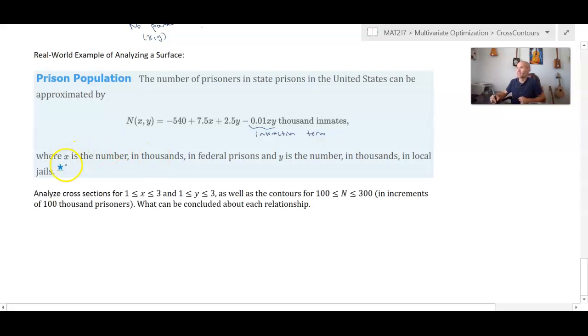Well, x in this context is the number in thousands that are in federal prisons, and y is the number in thousands in local jails. So depending on how many federal prisons and local jails we have, we can determine how many prisoners there are. In other words, the more jails and the more federal prisons we have, the more prisoners there can be. So let's analyze cross-sections for x, for y, and then look at contours for n.